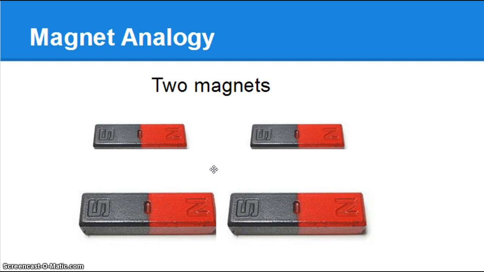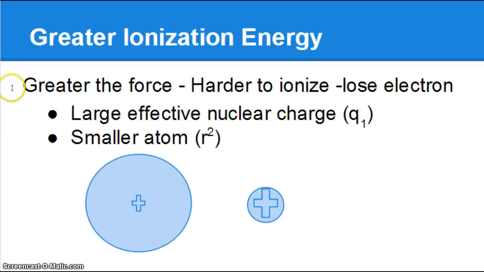So if you want a really strong attraction, or if there's a really strong force between the magnets, you would have very large magnets or very strong magnets that are very close together. And they're harder to pull apart or harder to remove from each other if they're strong and close together. They're easy to remove from each other if they're weak magnets that are far apart already. So this is the same thing with removing electrons from an atom, where you're removing it from the attractive forces of the nucleus. So the greater ionization energy is the greater the force, which means it's harder to ionize and it's harder to lose an electron.